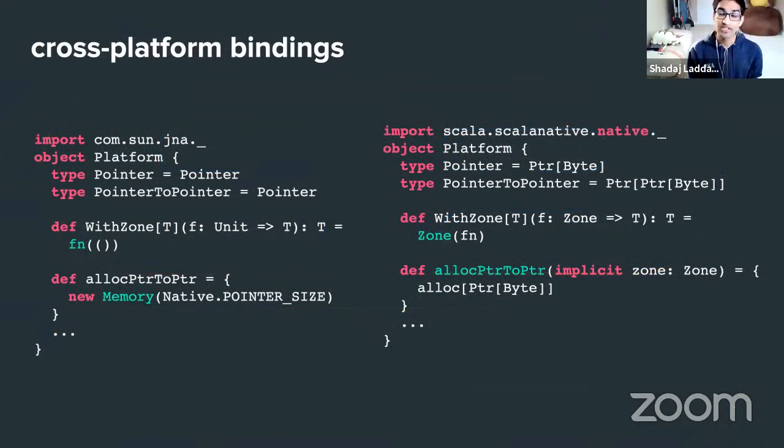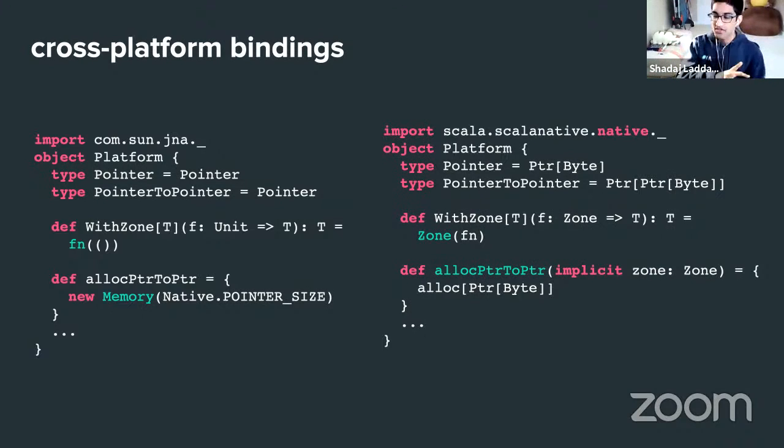Now, one of the really interesting things that ScalaPy offers is this cross-platform binding. ScalaPy supports both the JVM and Scala Native. On the JVM, performance isn't as great because you have this additional cost of JNI and JNA going across this boundary. But in Scala Native, you get really fast interop because it's as if it's just another function call.